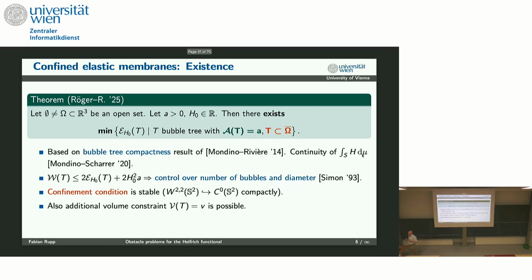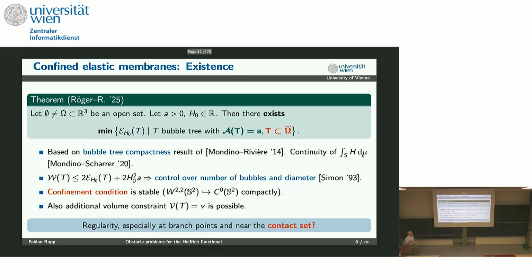But this was not so difficult at this point. So really the interesting thing, also given the fact that this is an obstacle problem, is to investigate the boundary of the minimizer, especially at the branch points where the geometry degenerates, if you want, and near the contact set where the surface touches the obstacle. Also, as a comment, we could include a volume constraint in consistency with the classical Helfrich model, but it's not needed for compactness. So for the existence part, we ignore it.